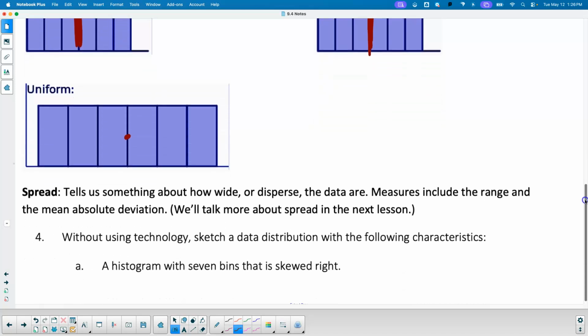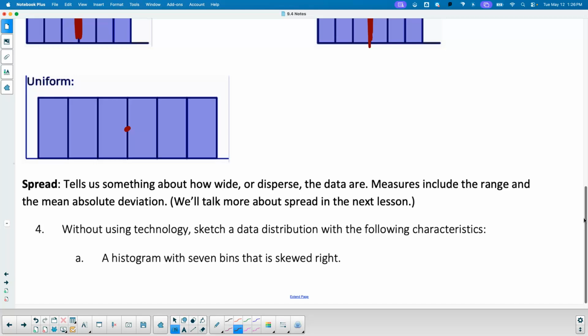Spread tells us how wide or how spread out. That's literally why we call it spread, because it tells you how spread out your data is.